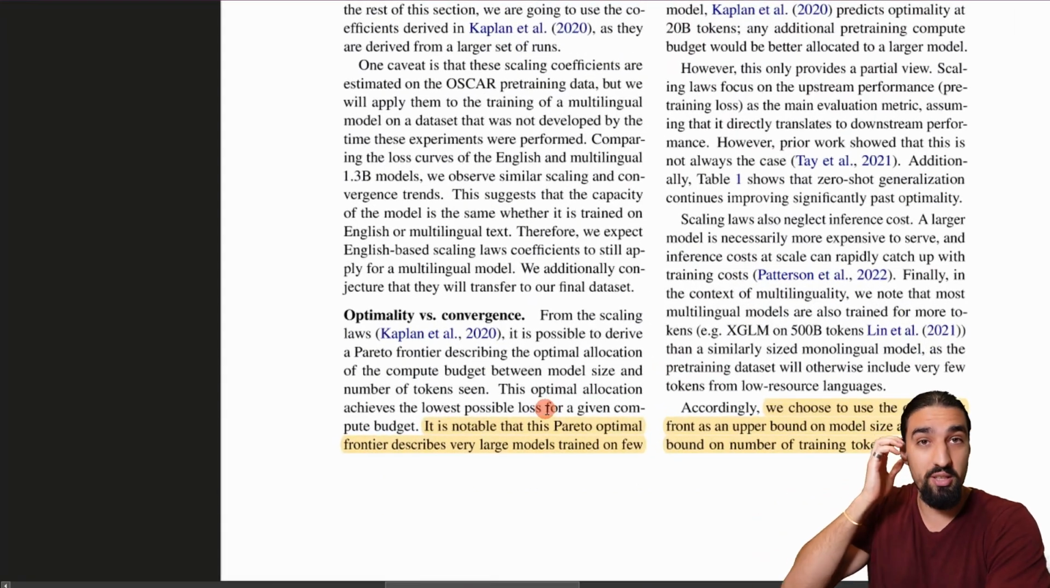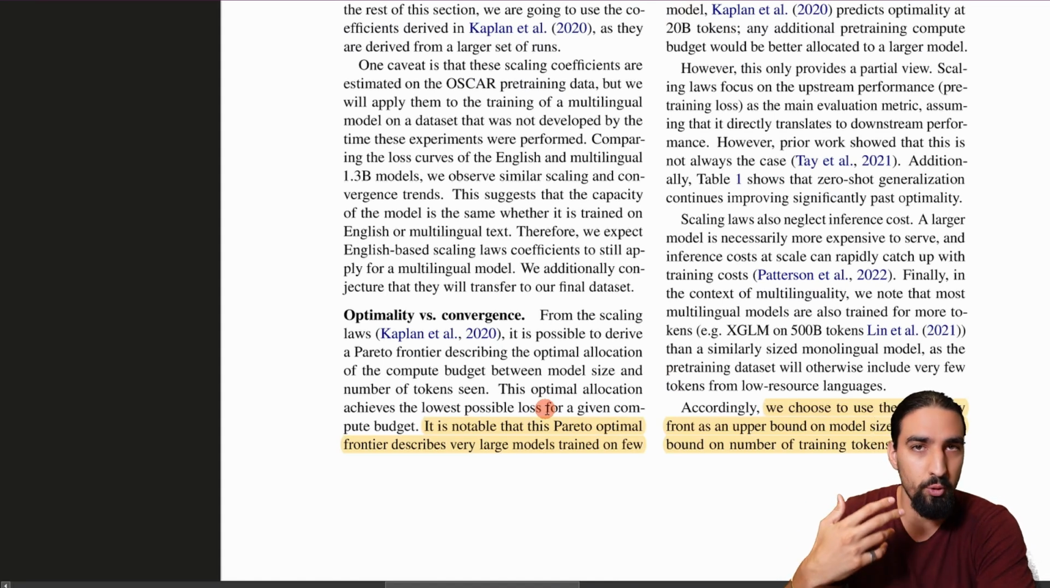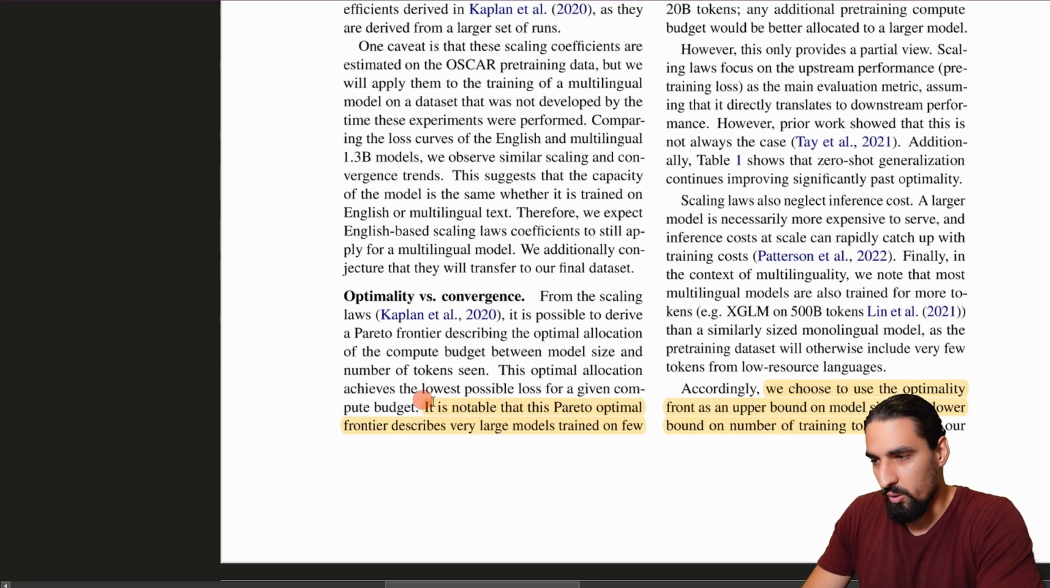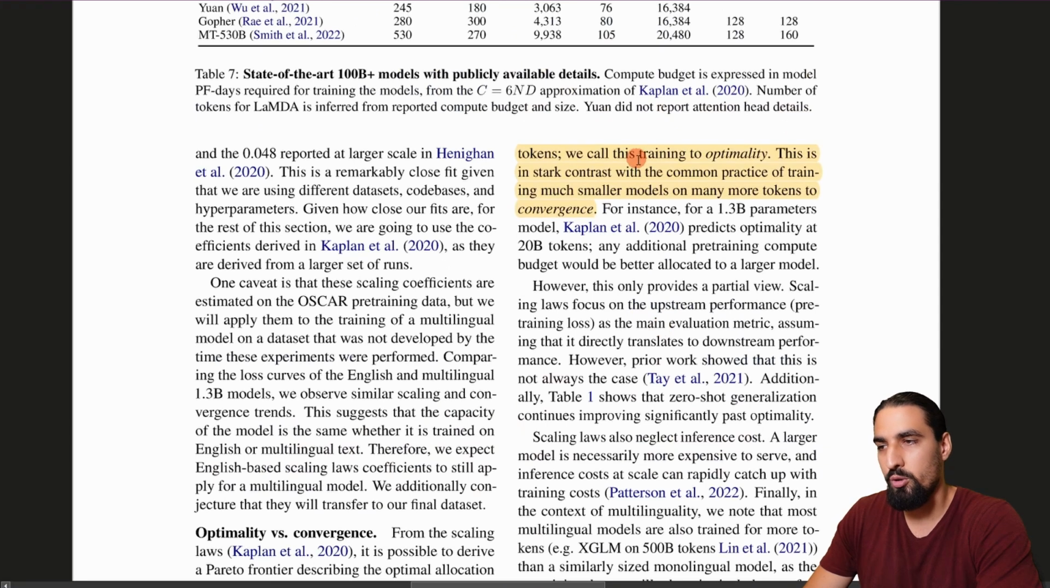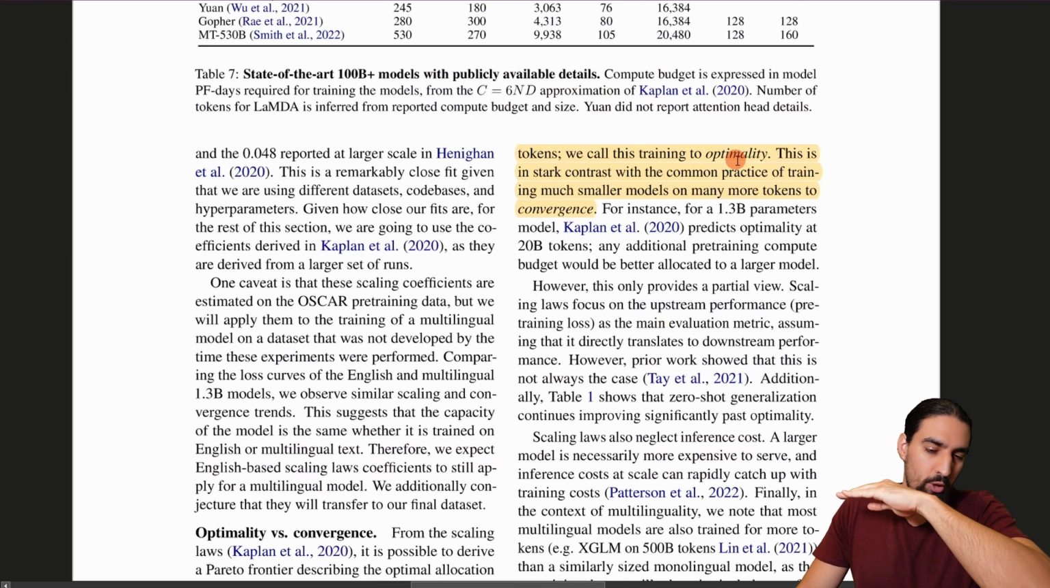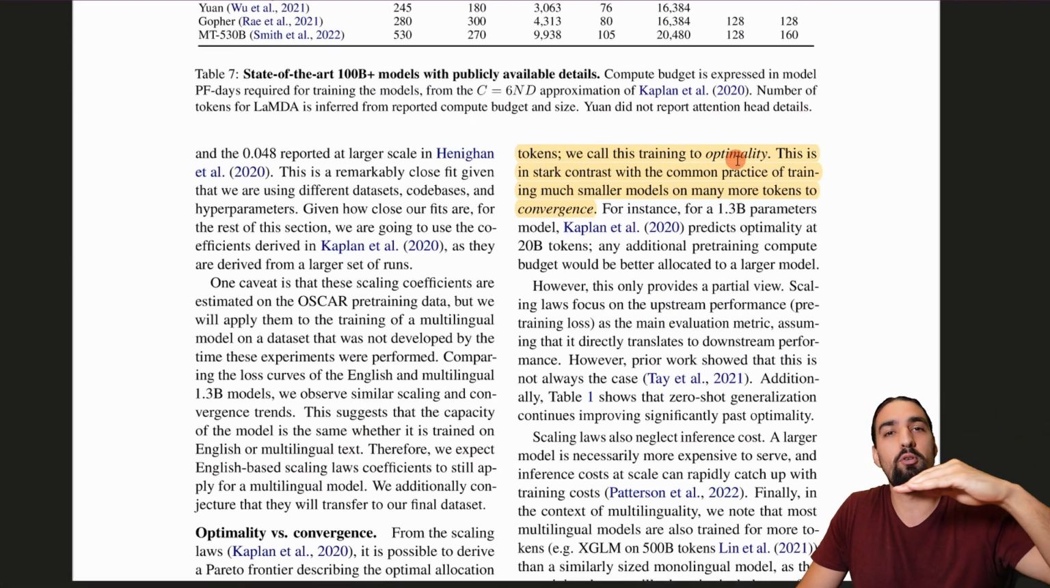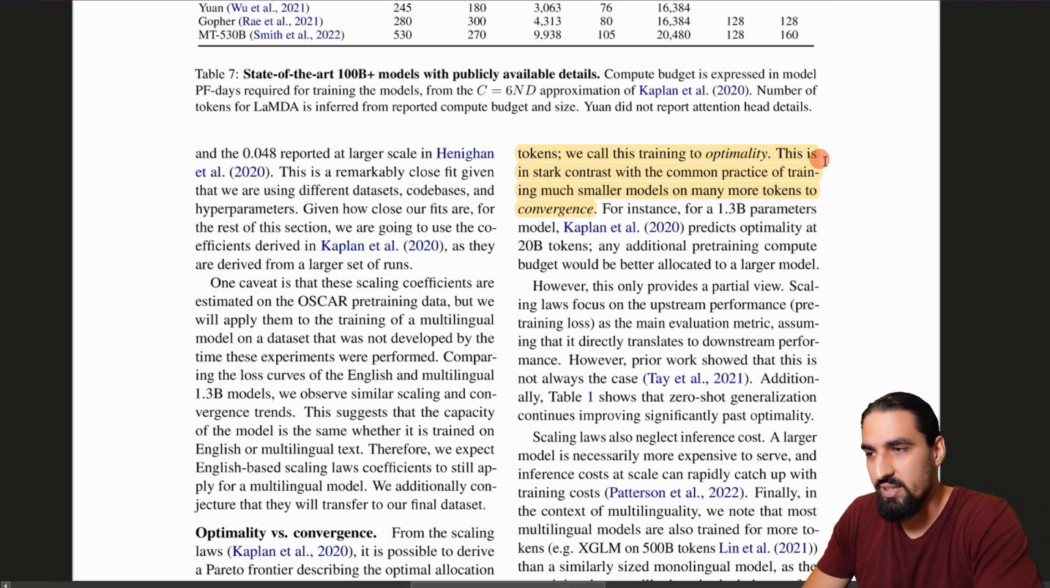Okay, let's continue here. A couple of things worth mentioning. This is how they've chosen the final configuration of the BLOOM 176 billion parameter model. So they reference here the scaling laws paper. It is notable that this Pareto optimal frontier describes very large models trained on few tokens. We call this training to optimality. So that's basically what I said before. The scaling laws paper shows that you want to increase the parameters more than the number of tokens of your data set. And then they say this is in stark contrast with the common practice of training much smaller models on many more tokens to convergence.